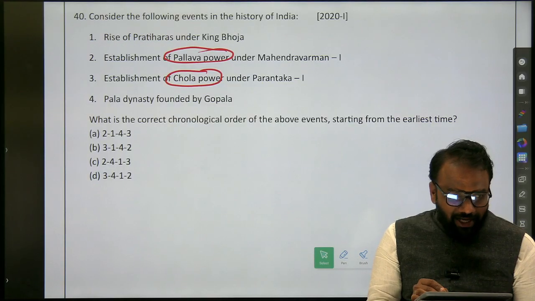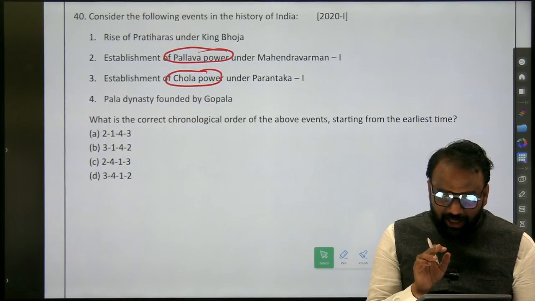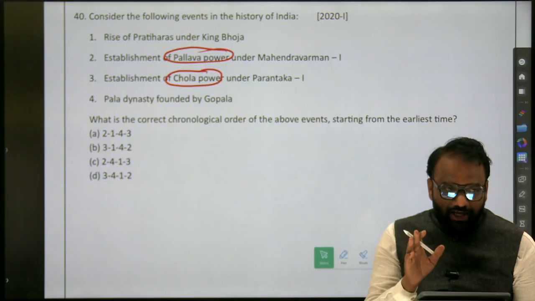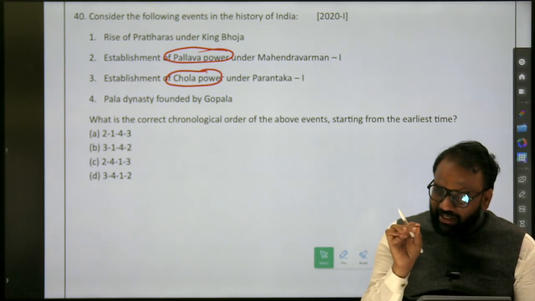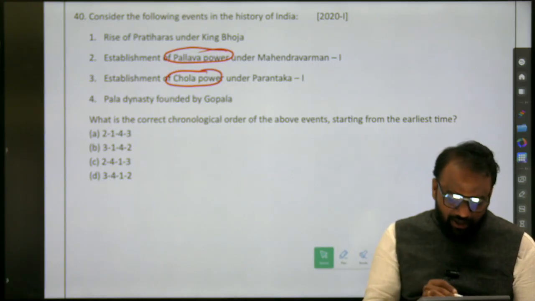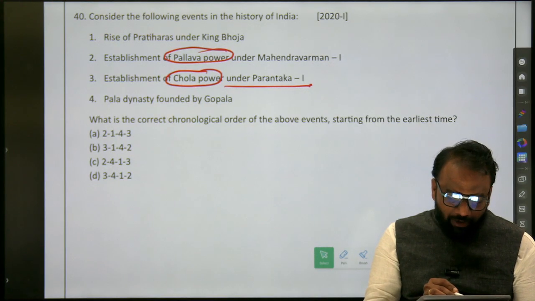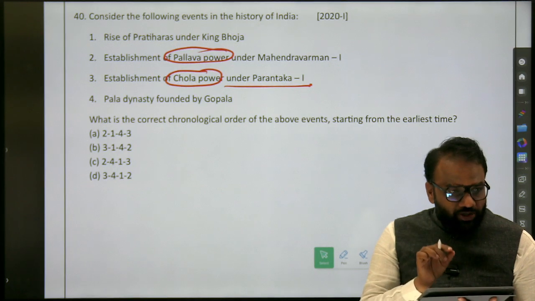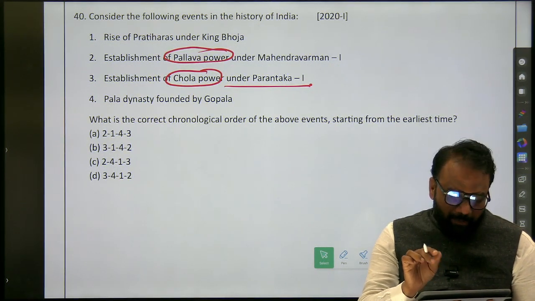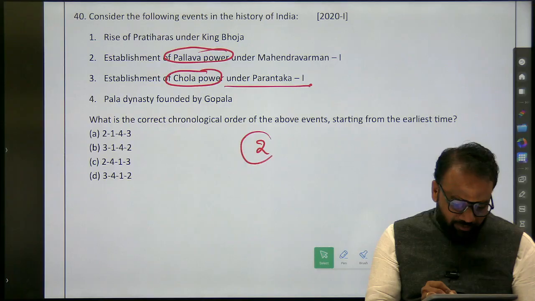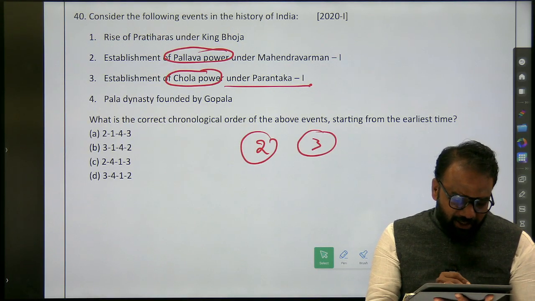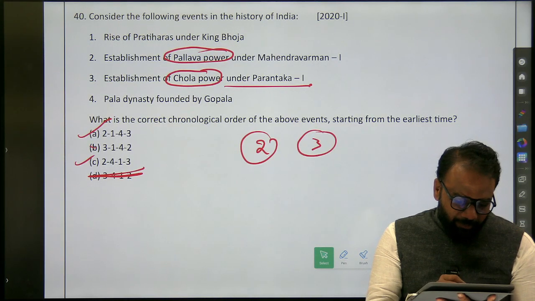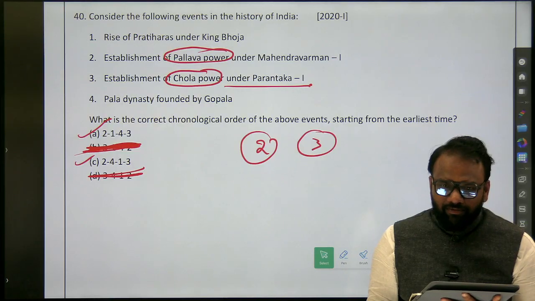When we speak about Cholas, there are three Cholas: early Cholas, medieval, and later Cholas or imperial Cholas. In the examination, they generally focus on imperial Cholas, and here it is Chola under Parantaka I. So after Pallavas will come Cholas, because Cholas were subordinates to Pallavas. It means after 2 should come 3. So 2 can be part of the answer or C can be part of the answer. D and B cannot be part of the answer.